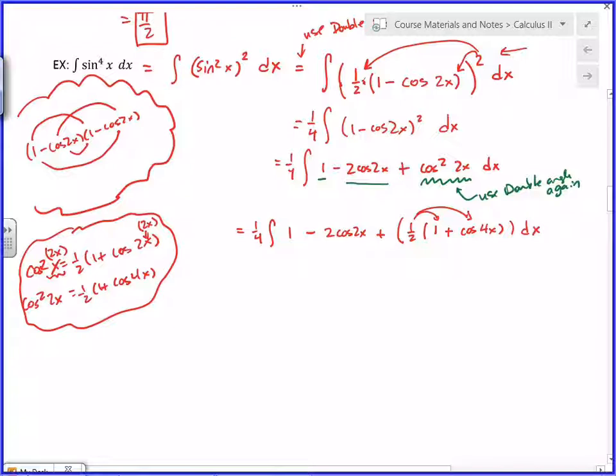Okay, so here's what I've got: 1/4 out front. Now what I'm going to have here is a 1/2 plus a 1/2 cosine of 4x. I can combine this 1/2 here with this 1 here and have 3/2 minus 2 cosine 2x plus 1/2 cosine of 4x dx.